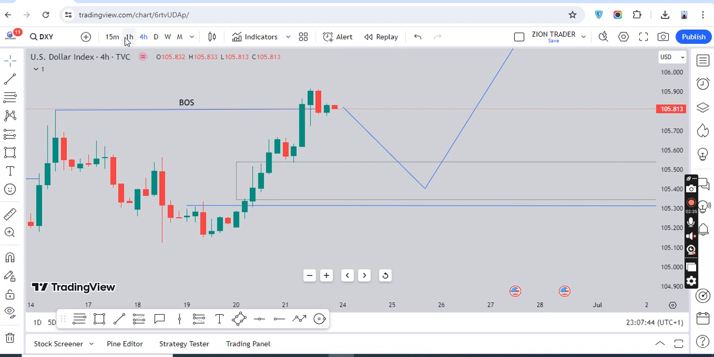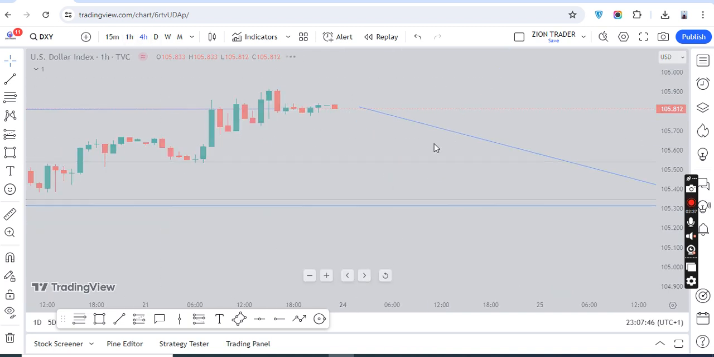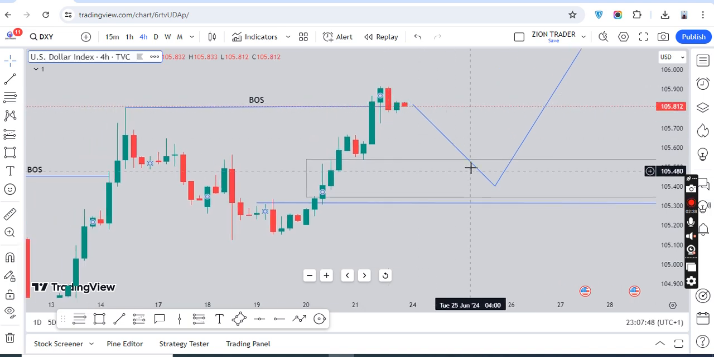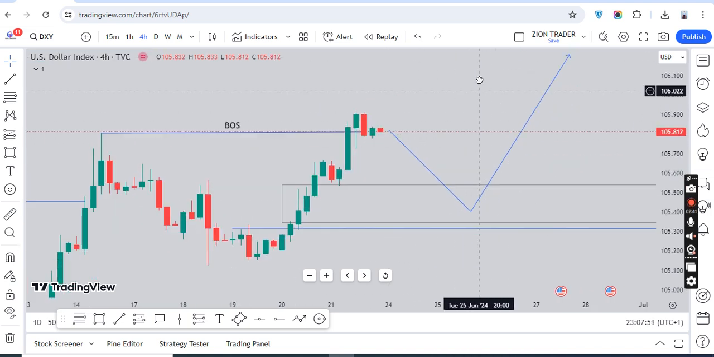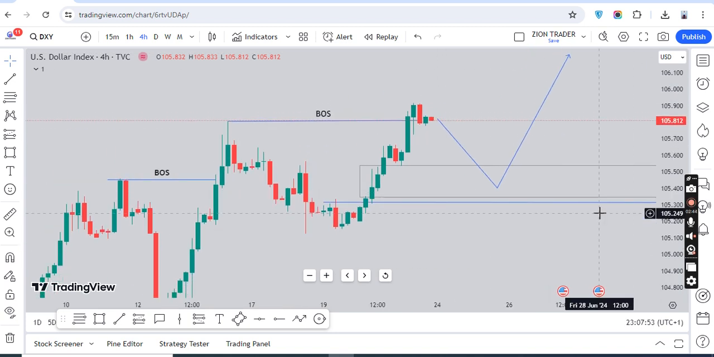I'll take a sell here, and that's just it, guys. I would love to see price trade into this fair value gap before it continues trading higher. So this is it for DXY, guys. I hope it's well understood.